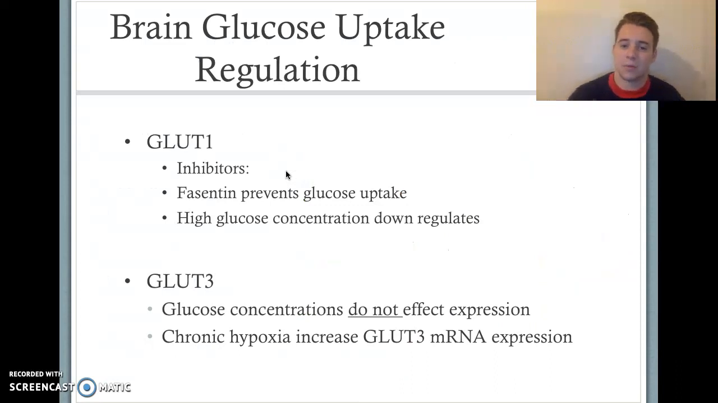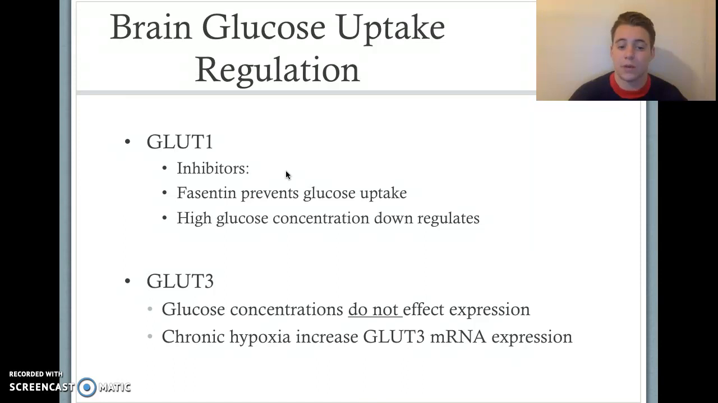Now, how are these transporters regulated? Well, glucose transporter 1 can be inhibited by fisetin, and as far as I know, this just prevents the glucose uptake across the blood-brain barrier and also in those astrocytes, and this can be very problematic. Also, high glucose concentration in the blood downregulates the expression of glucose transporter 1.